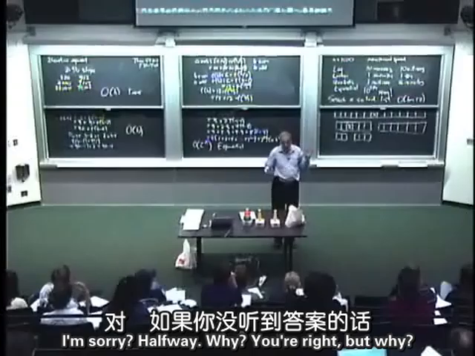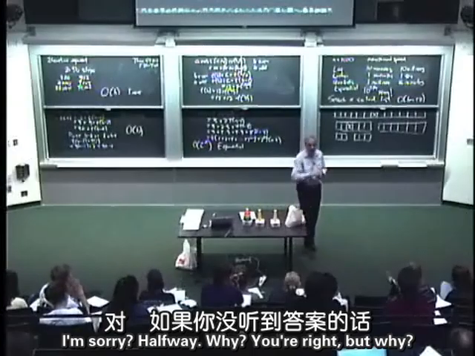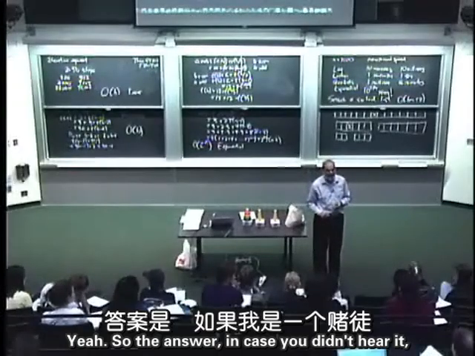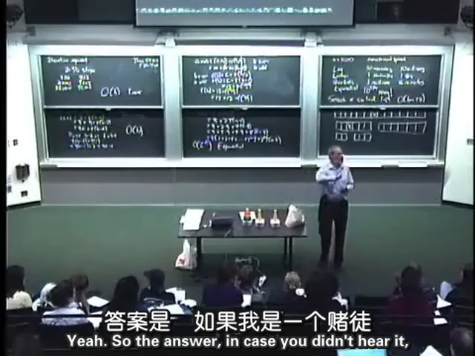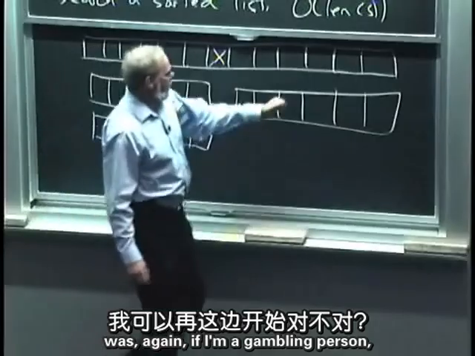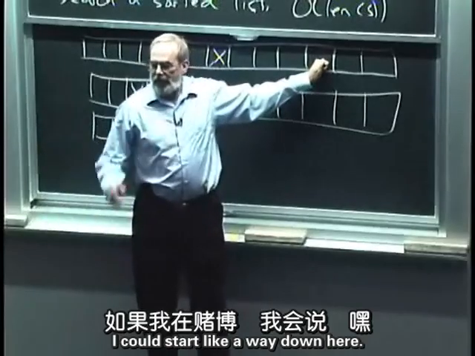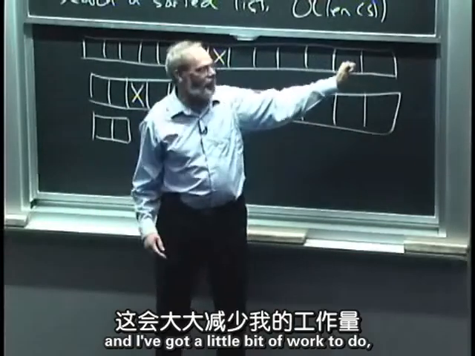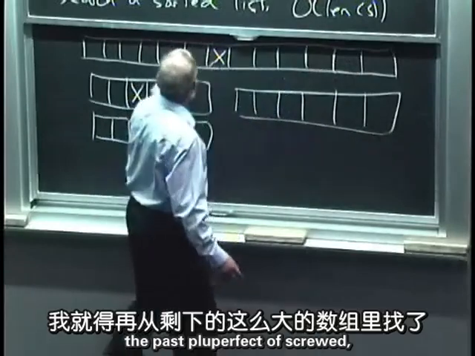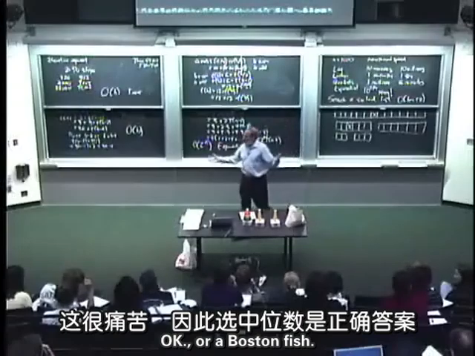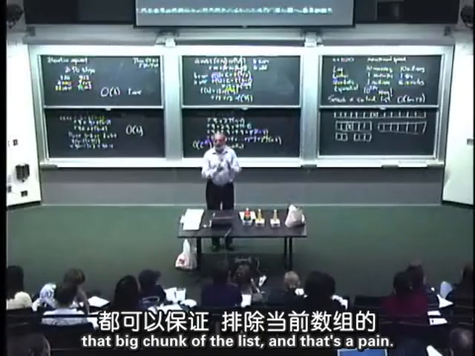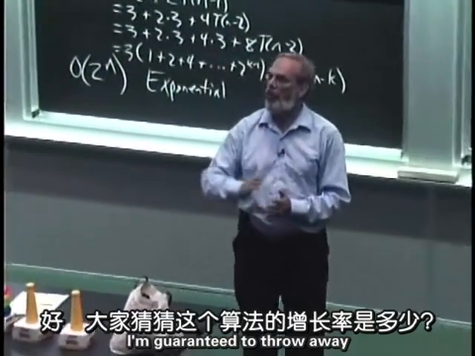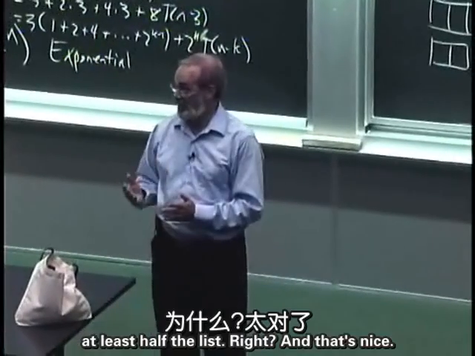Halfway. You're right, but why? Again, if I'm a gambling person, I could start way down here. If I'm gambling, I'm saying, gee, if I'm really lucky, it'll be only in this side, and I've got a little bit of work to do. But if I'm unlucky, I'm scrod, the past pluperfect of screwed, or a Boston fish. I've got to look at the rest of that big chunk of the list, and that's a pain. So halfway is the right thing to do because at each step, I'm guaranteed to throw away at least half the list. And that's nice.